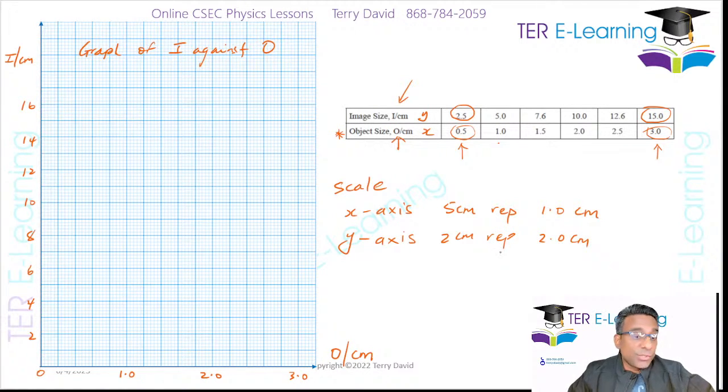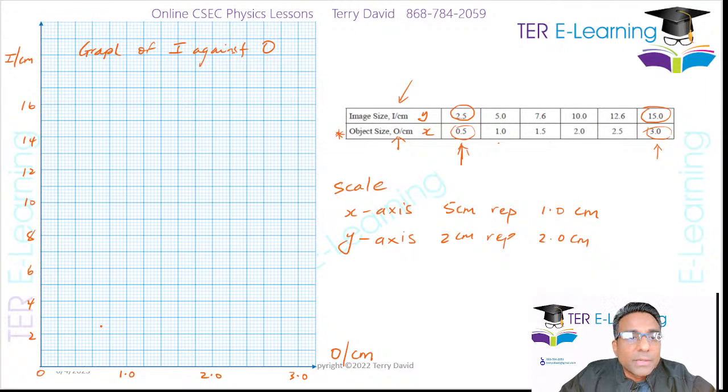So once you do that, now it's just a matter of plotting. So the first one I'm going to plot here is this, which is 0.5 against 2.5, right? Now 0.5 against 2.5, right? That is here.